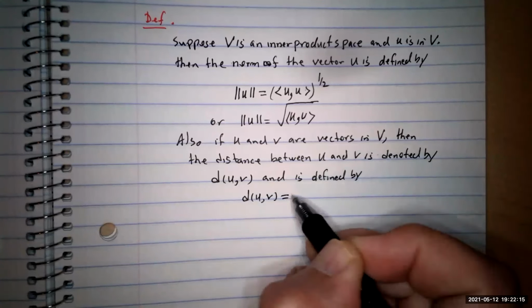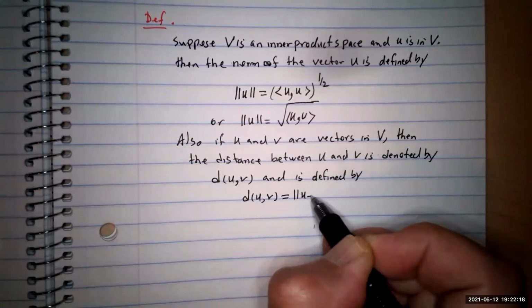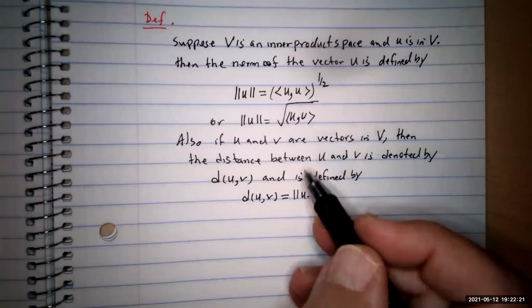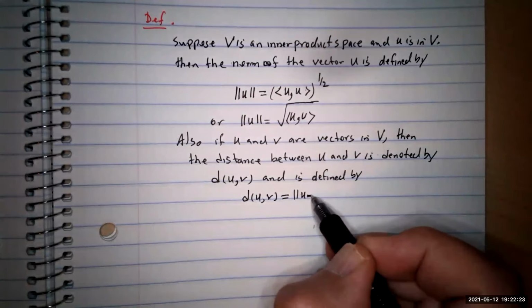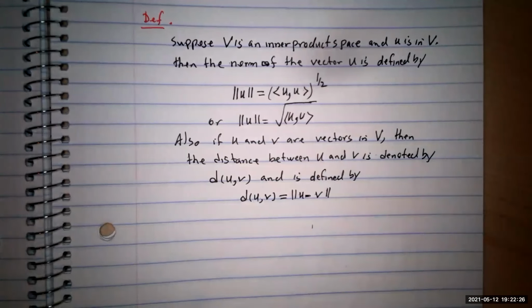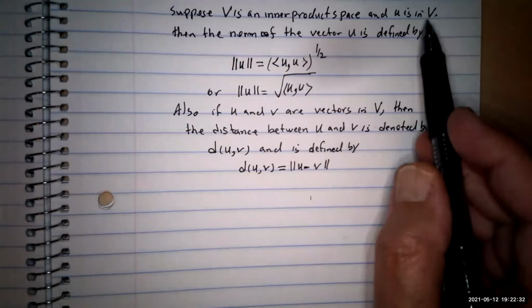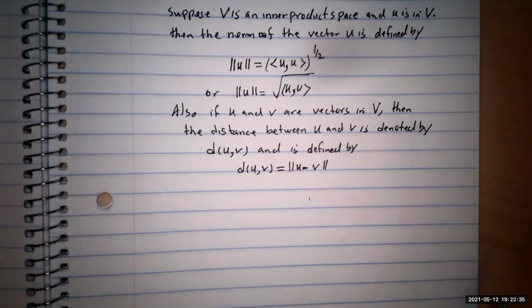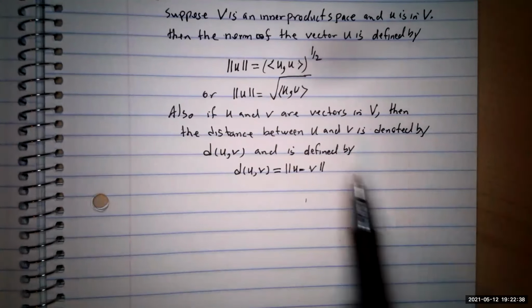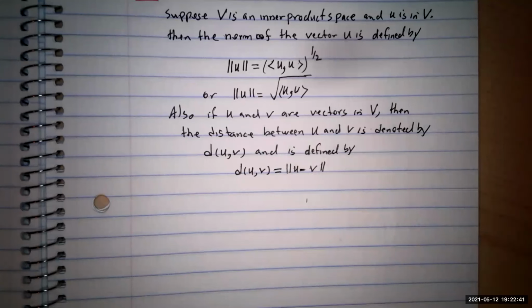Okay, this is going to be the norm of u minus v. You know that this negative sign is okay because you're working with the vector space. So what you do is just the usual procedure, the usual things that you did before, and you're just using these terms again.